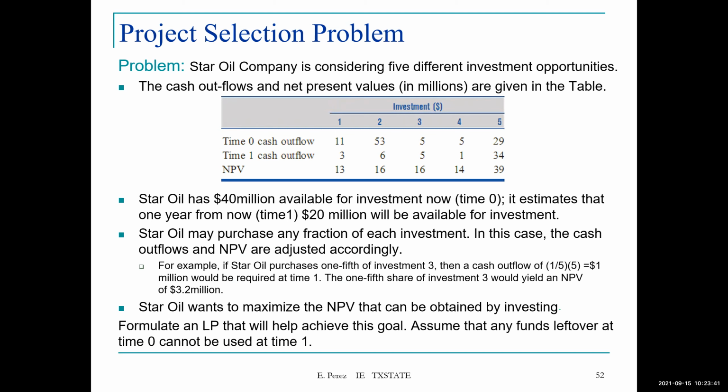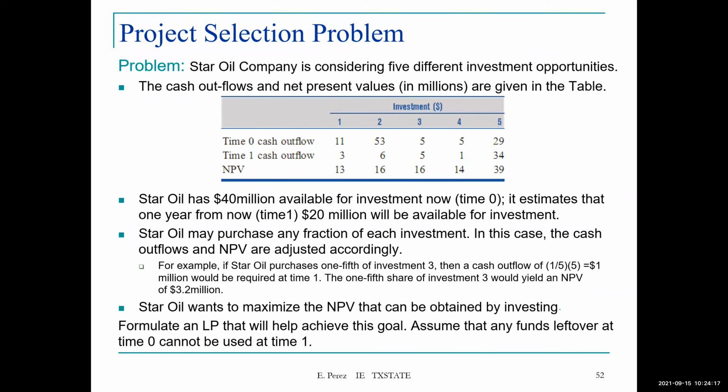This company has 40 million available for investment now at time 0. It estimates that 1 year from now, at time 1, 20 million will be available for investment. The company might purchase any fraction of each investment. In this case, the cash outflows and net present value are adjusted accordingly. So for example, if the company purchased 1/5 of investment number 3, then a cash outflow of 1/5 times 5 equals 1 million will be required at time 1.